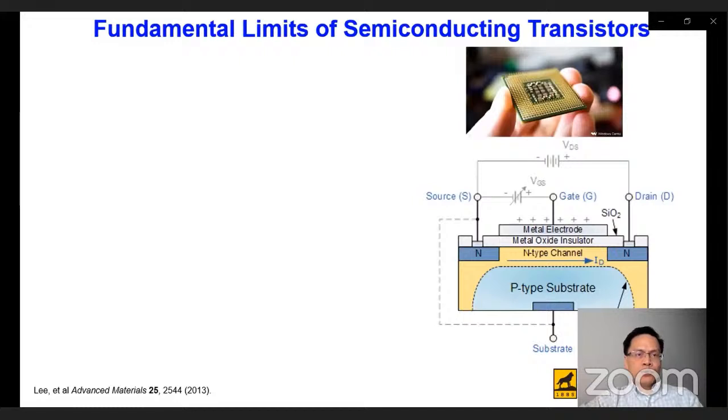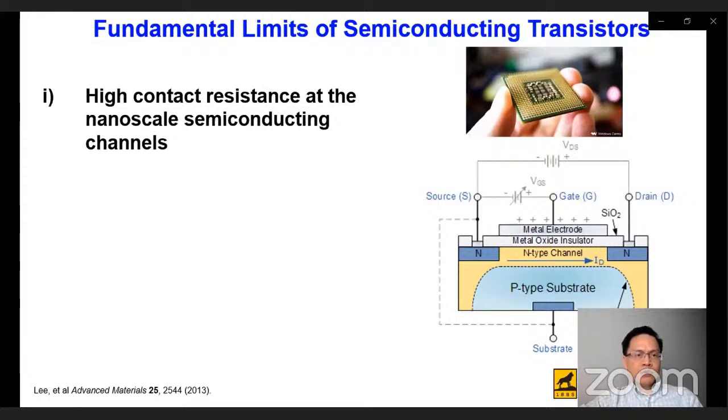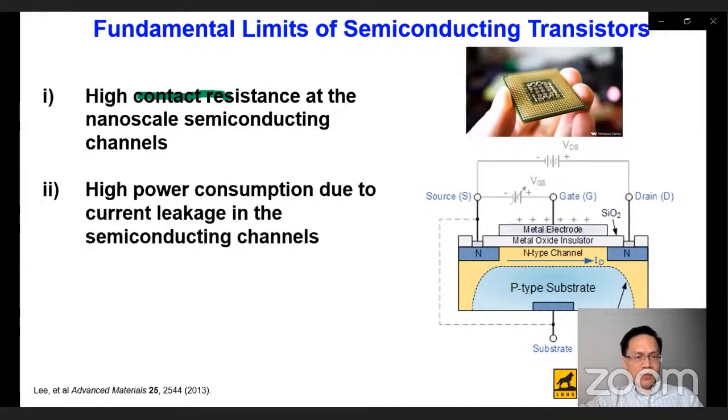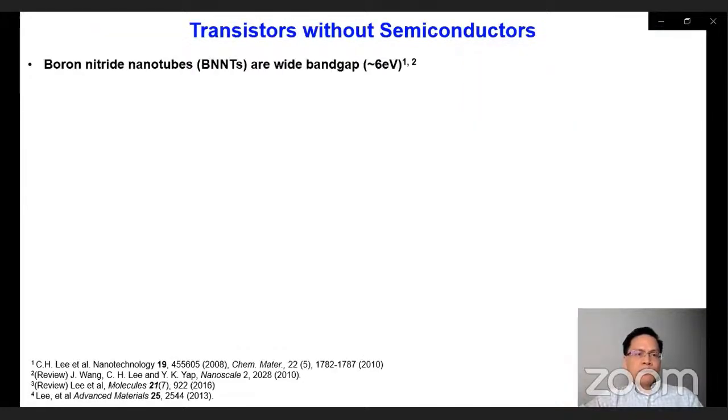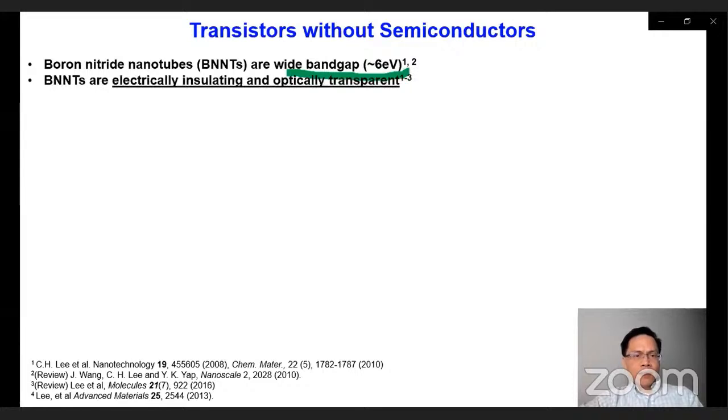The motivation of this work is due to several fundamental limits of semiconductor transistors, including high contact resistance at the nanoscale semiconducting channel, high power consumption due to current leakage, as well as the short channel effect, where the conduction length approaches the scale of the depletion layer width. What we have reported is that we use boron nitride nanotubes, which have a bandgap of 6 electron volts, and of course they are always electrically insulating.